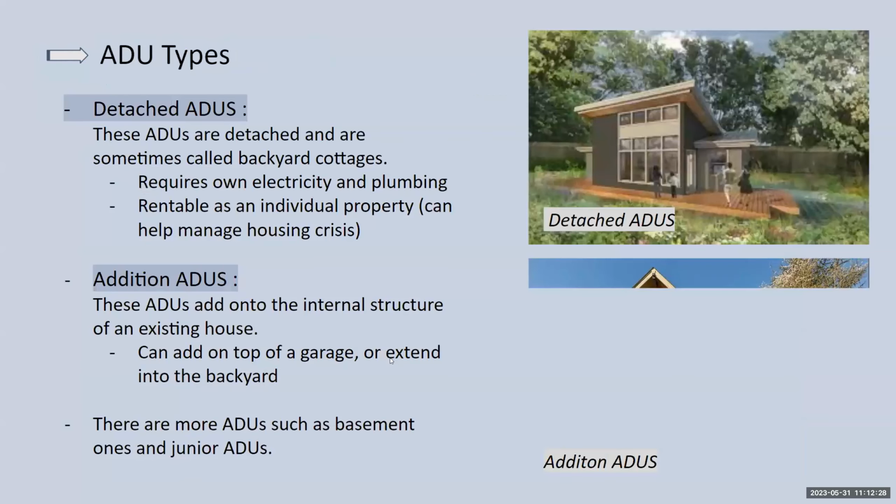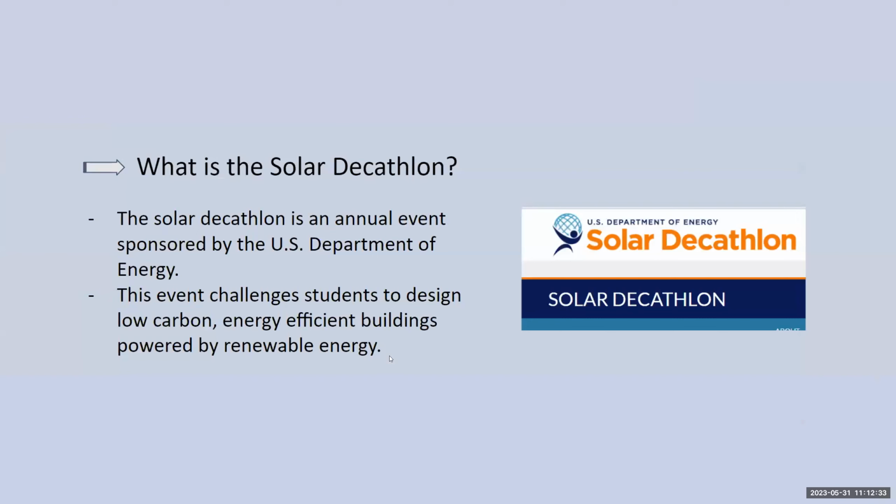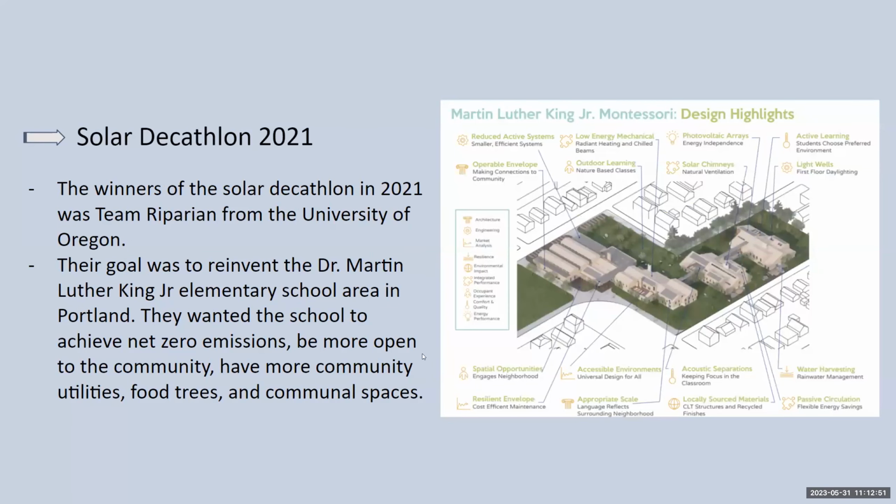Okay, moving on to the Solar Decathlon study. So what is a Solar Decathlon? It's basically an annual event sponsored by the US Department of Energy, and it challenges students to design low-carbon, energy-efficient buildings that are powered by renewable energy. And the one that interested me the most was the winner of the Solar Decathlon in 2021, which was Team Riparian from the University of Oregon.